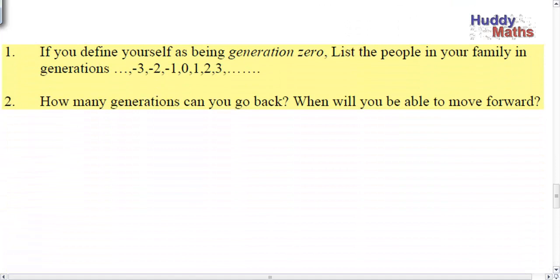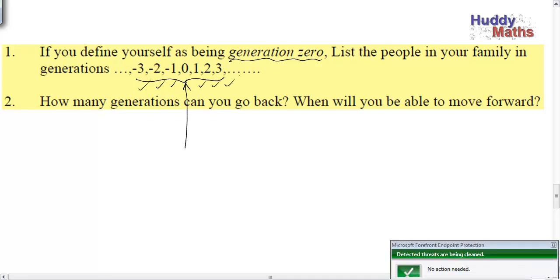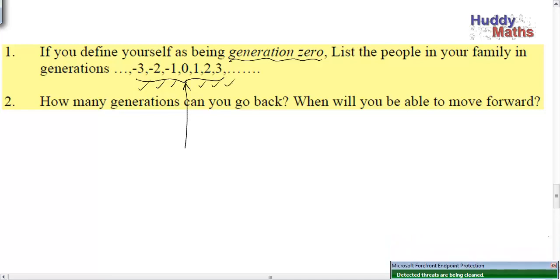Here you are, something for you to do to get the idea, and I think we're coming into math land. Look at this. Now here's our first connection with maths. If you define yourself as being generation 0, here you are in here. List the people in your family in generations, neg 1, neg 2, neg 3, or 1, 2 and 3. How many generations can you go back? When will you be able to move forward? Okay, can you see the idea here?